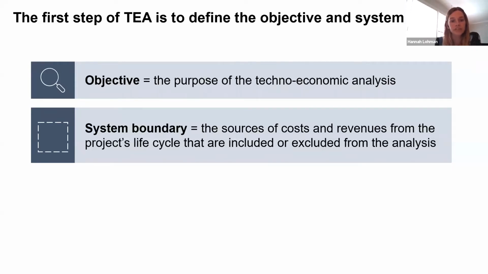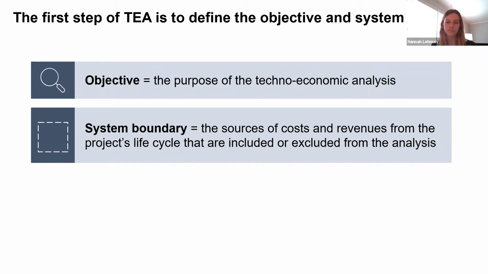And then the system boundary is you defining the sources of costs and revenues from the project's life cycle that are included and excluded from the analysis. And so here you're trying to decide what parts of the life cycle you want to include. So you could include maybe constructing the project and also using the project, but you don't care about recycling or disposing of the project. So you would be including construction and use, but you would exclude the end of life.